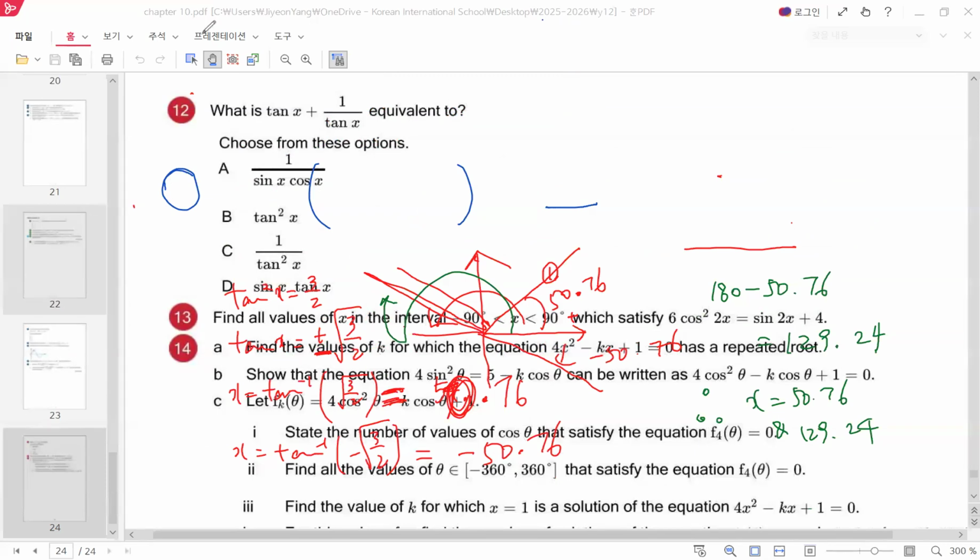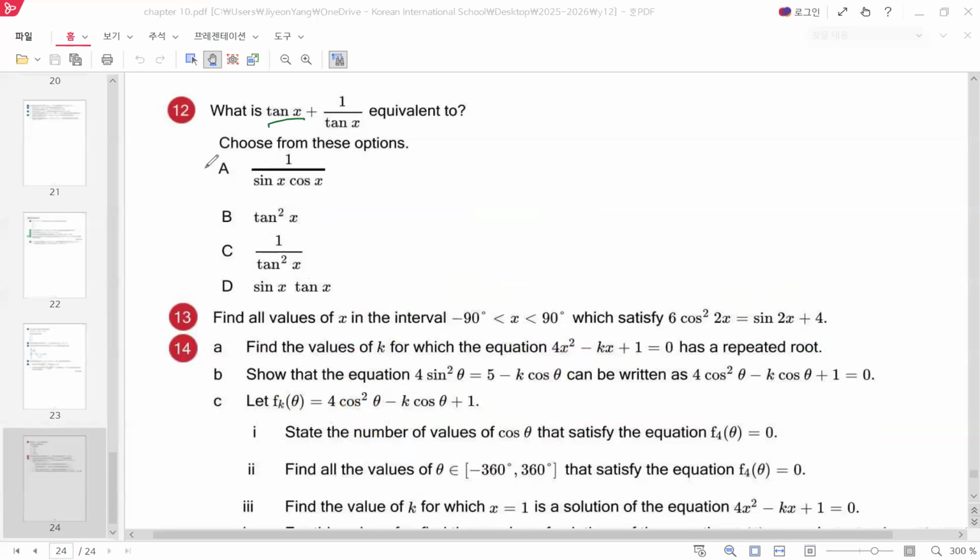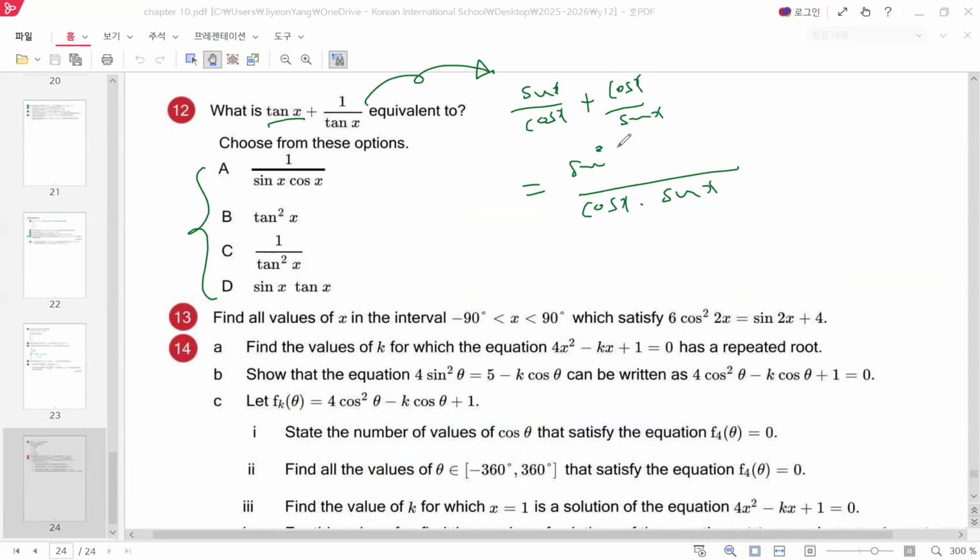Okay, students, you need to convert tangent to something. Yes. Sine x over cosine x. And then instead of 1 over tangent x, you need to use the reciprocal, right? Yes. Cosine over sine. Then, of course, you need to make the denominator same by multiplying out each other. Sine square x plus cosine square x. Can you see that? So therefore, it's 1.